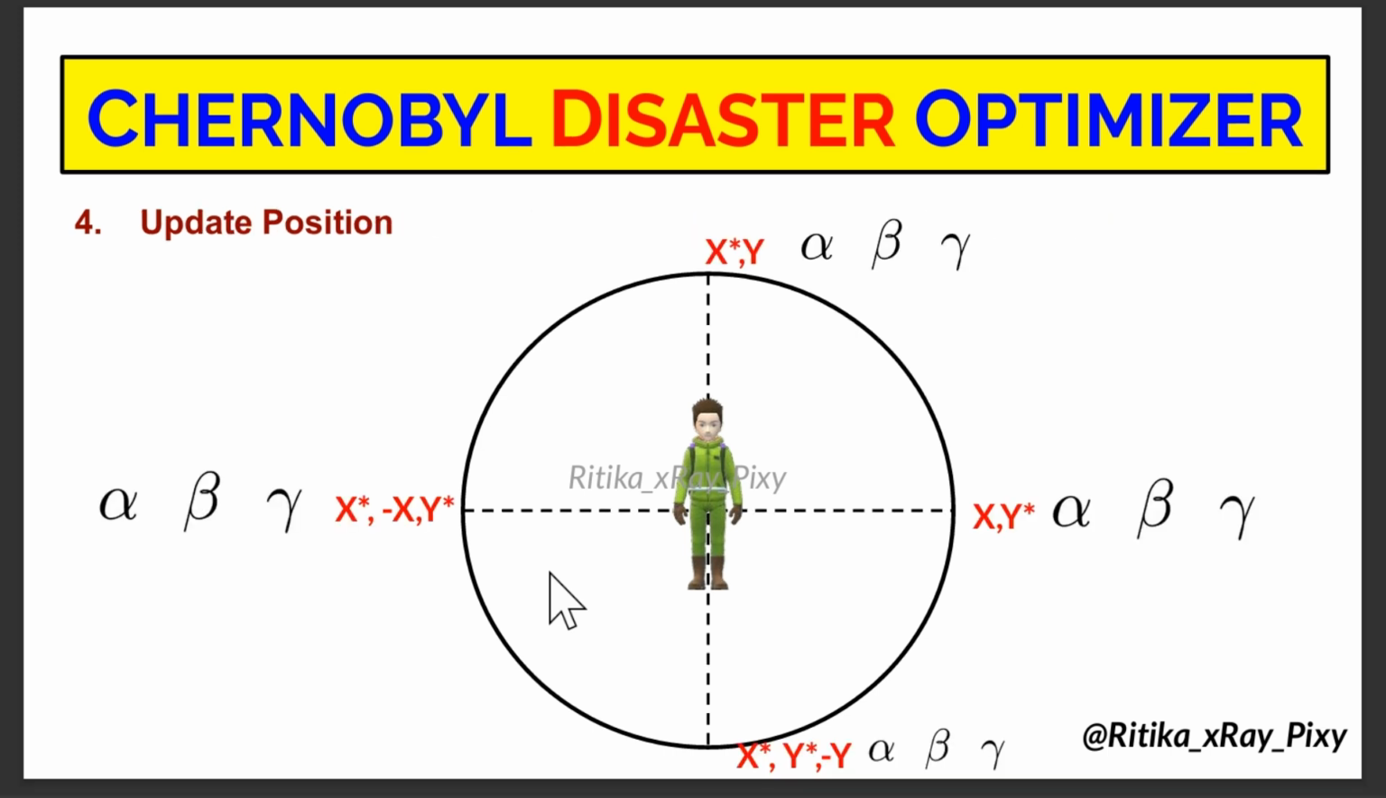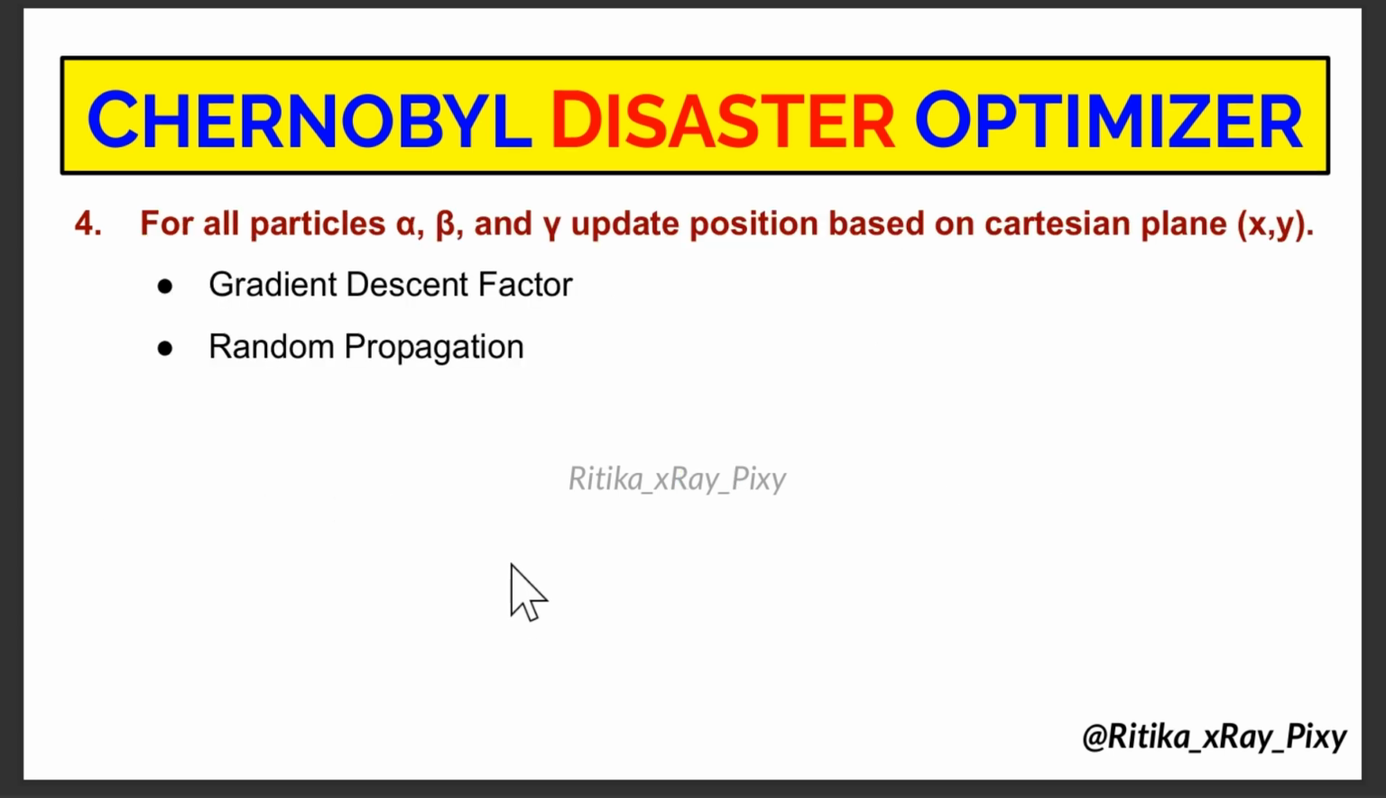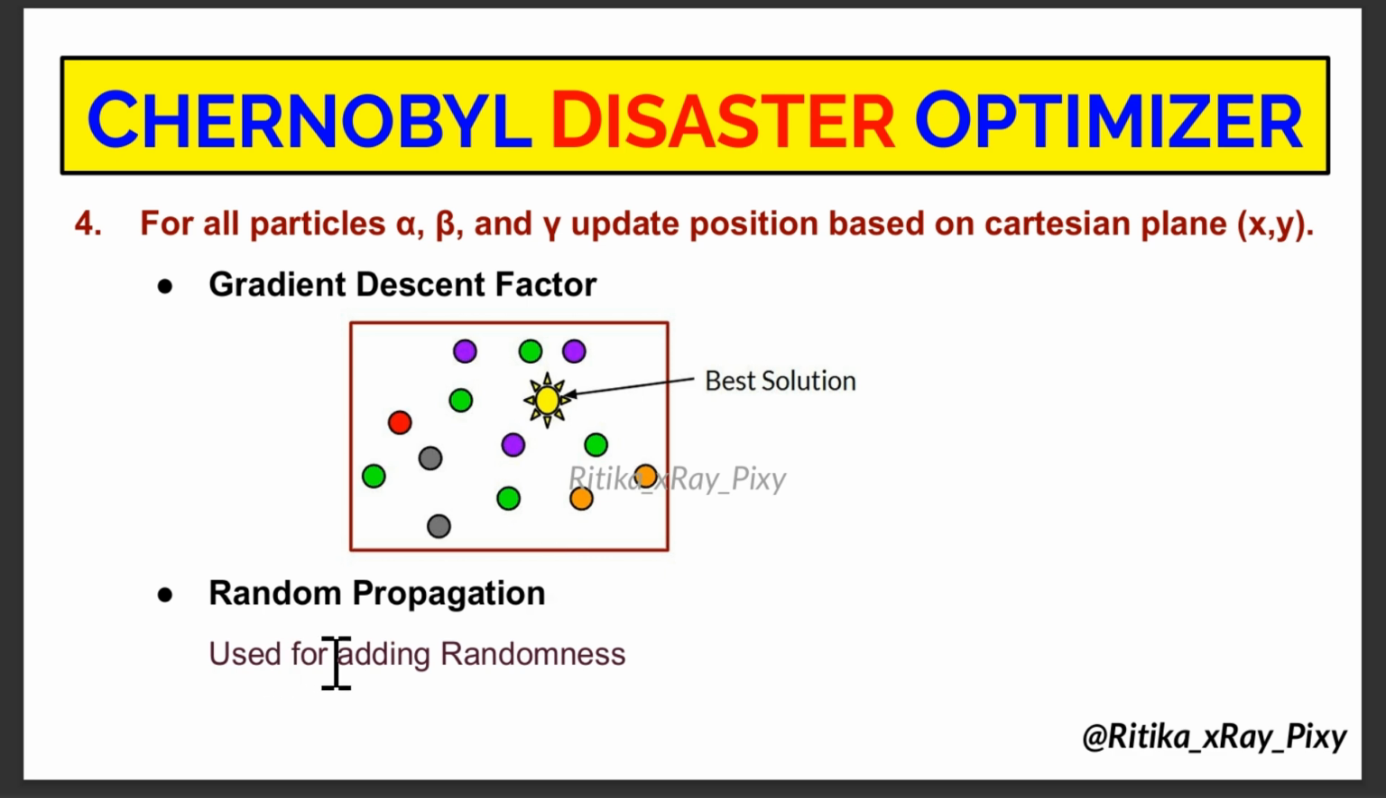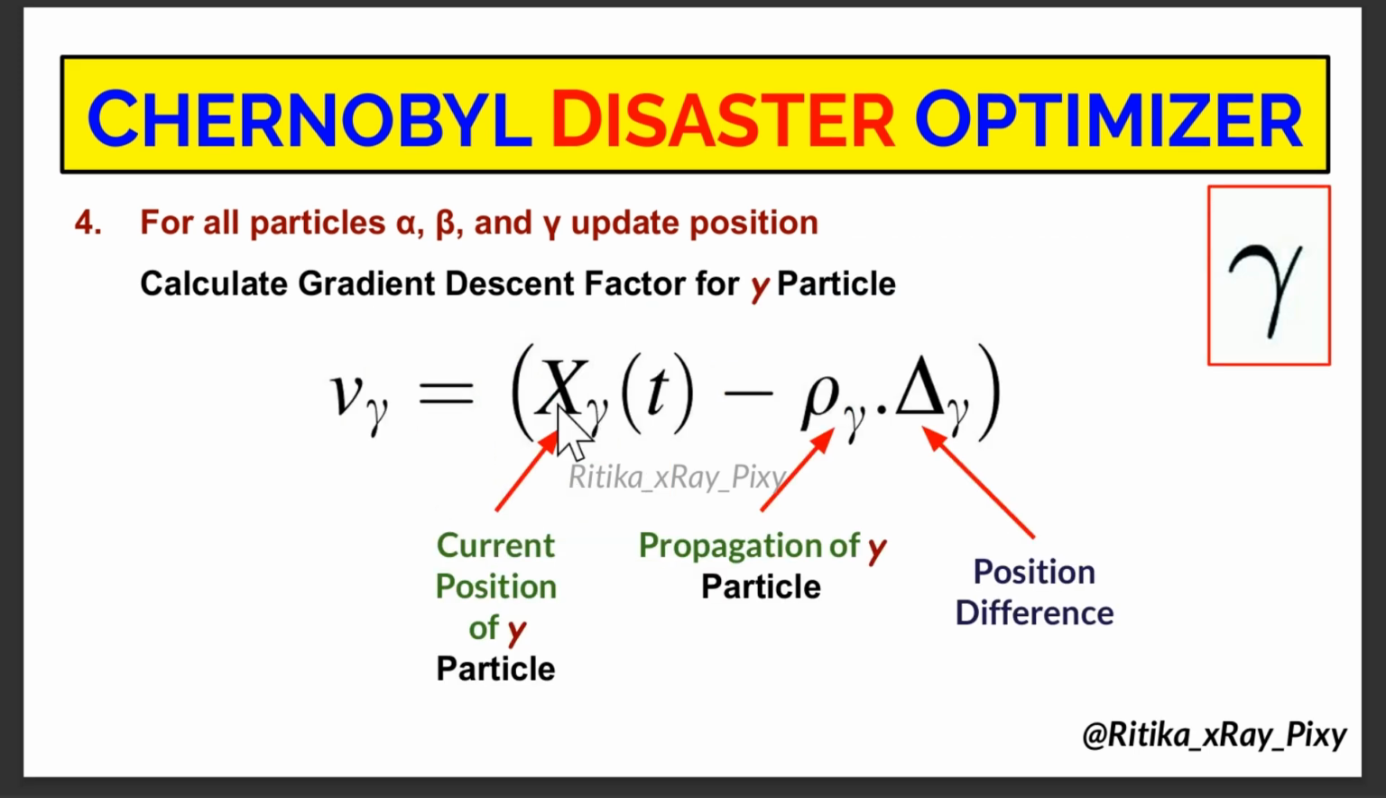So now we will update all particle positions based on gradient descent factors and random propagation. Gradient descent factors determine how fast a particle moves toward the best solution. Random propagation is used for adding randomness to ensure exploration of new areas. So first we will calculate the gradient descent factor of the gamma particle.